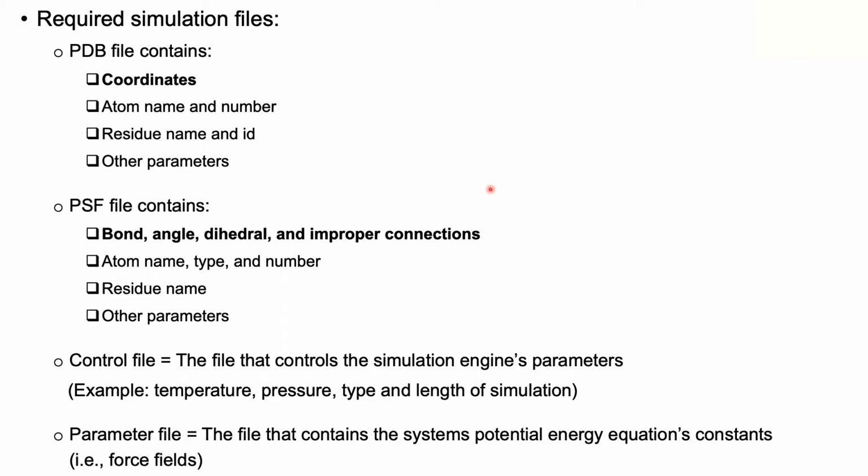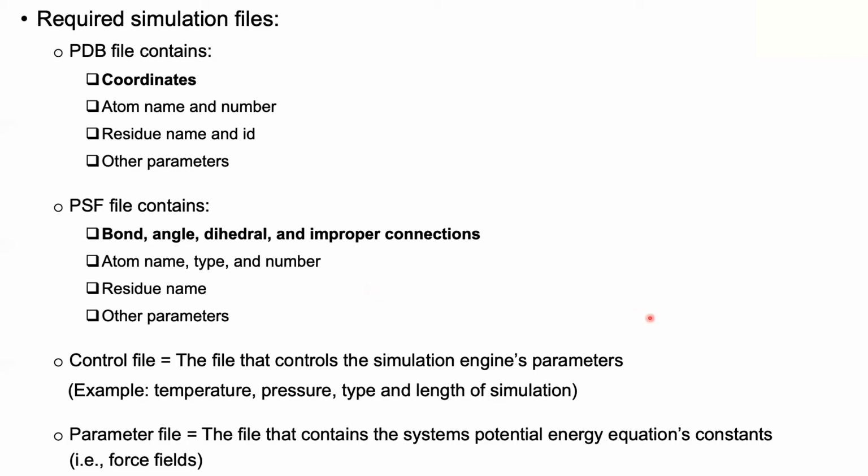The PSF file primarily contains the bond connections in the molecule, and these are the bond, angle, dihedral, and improper connections, which are listed for every molecule in the system. It also has the atom name, type, and number. The atom types are used in conjunction with the parameter file to know which potential energy equation constants to use for that given atom or bead. It also contains the residue names and some other parameters, which we're not going to get into in this video.